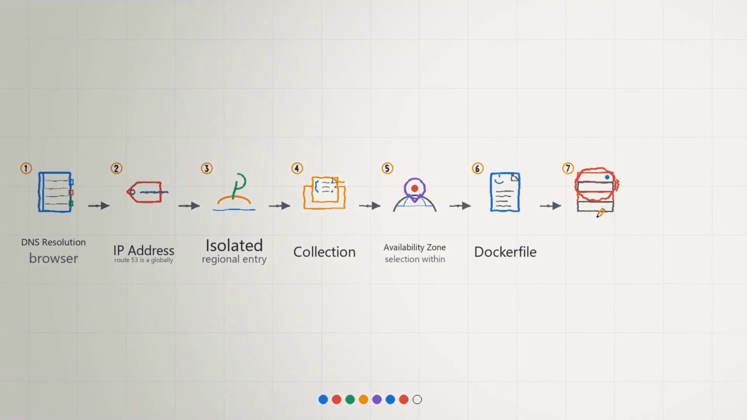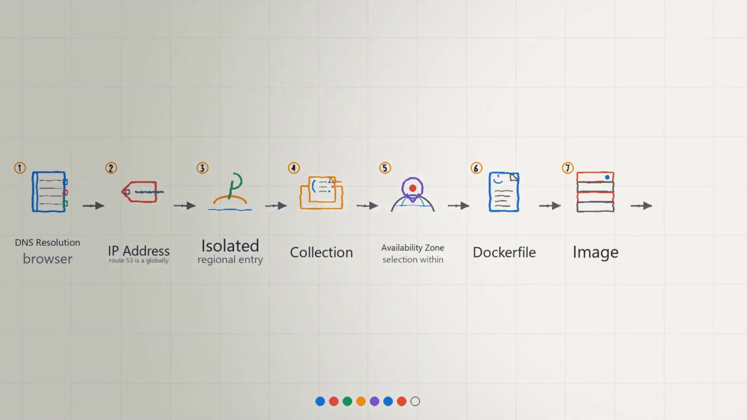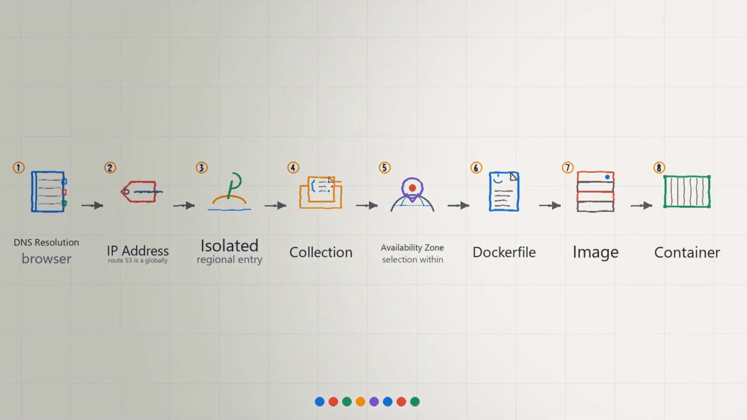5. Compute instance. The ELB forwards your request to a running Amazon EC2 instance, a virtual server, or a container in a service like AWS Fargate. This instance processes your request, running the application code.